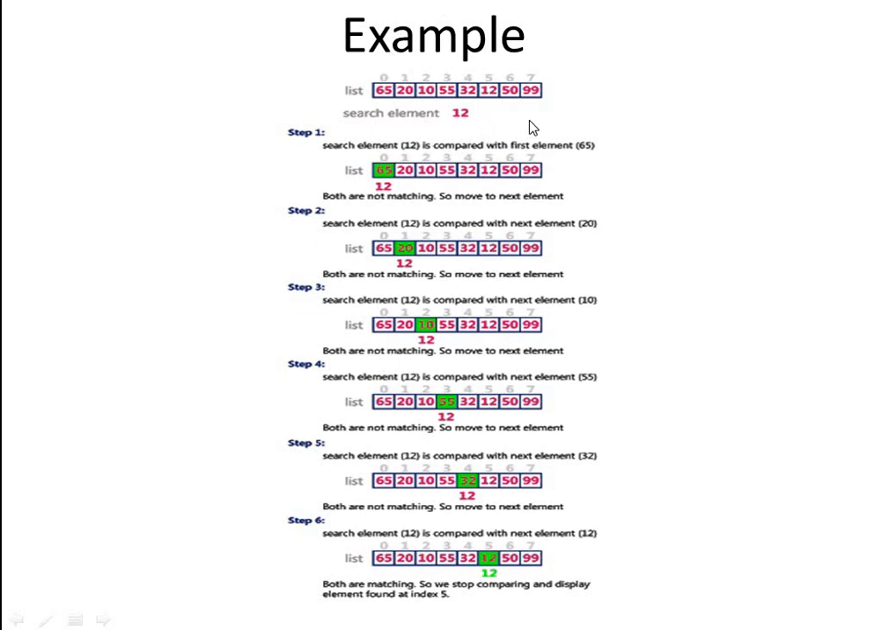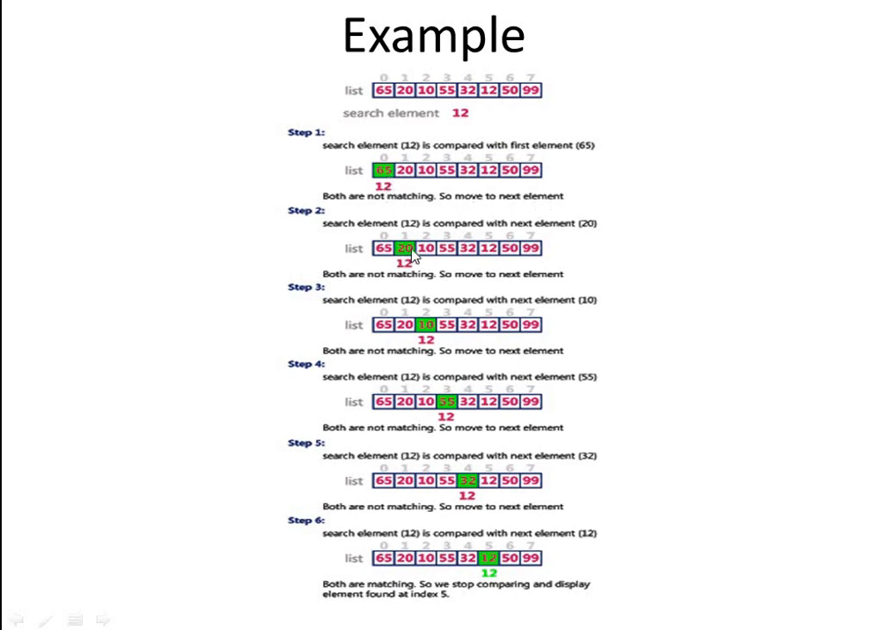Here is an example which explains the linear search. This is a list of elements that is given, and here is the element to be searched. Here we want to search for 12. We need to check if 12 is in this list or not. So in linear search, first we compare the first element in the array with the key value. The first element here is 65, A of 0 is 65, so 65 and 12 are compared, they are not matching, so move to the next element.